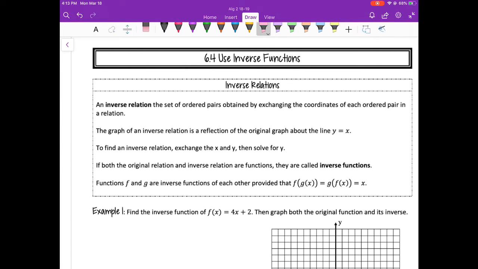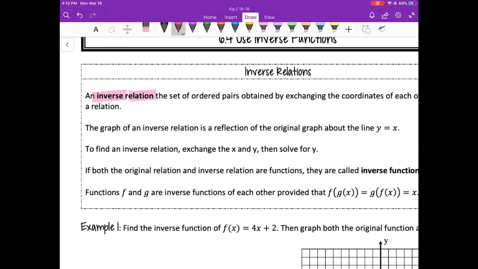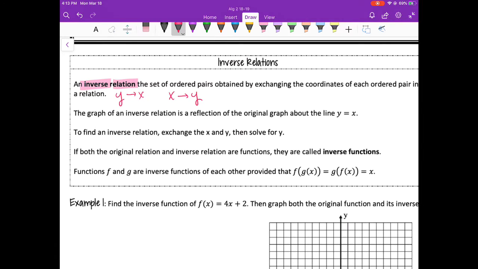An inverse relation is just the set of ordered pairs obtained by exchanging the coordinates of each ordered pair. So this is really important. It means that our y coordinates become x coordinates and our x's become y's. So the graph of an inverse relation is a reflection of the original graph about the line y equals x. Well, that makes sense because y's and x's get swapped, and so we reflect a graph across the line where those two things are equal.